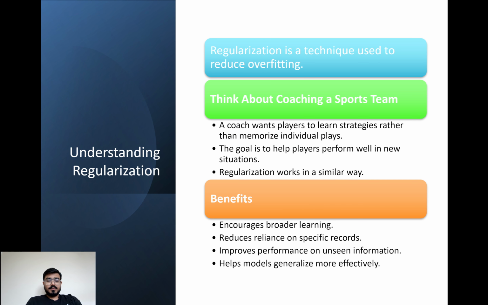So in the previous slides, we learned that overfitting happens when a machine learning model memorizes training information instead of learning useful patterns. Now let's discuss one of the techniques organizations use to reduce this problem, which is called regularization. Regularization helps guide the model toward learning broader patterns that can be applied to new situations. To understand this concept, let's use the sports team example.